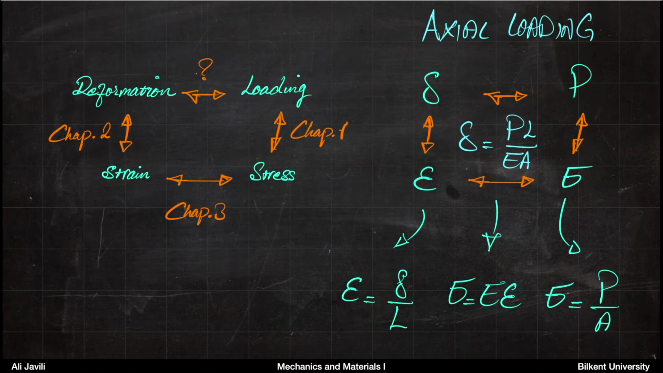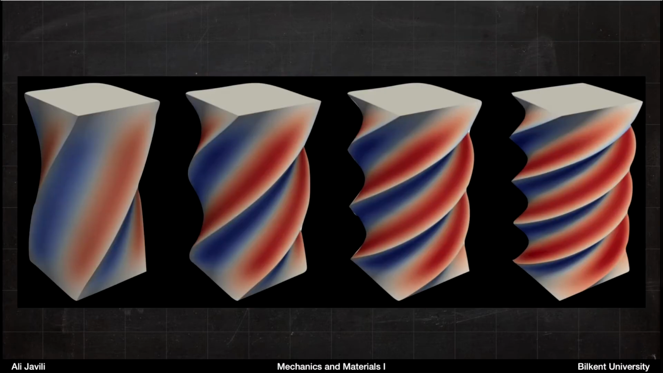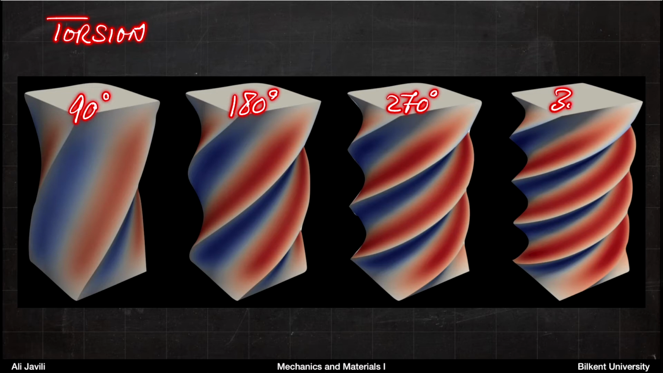But that was for axial loading. Now what we want to do is to look into a different problem, and that's a torsion problem. And essentially in a torsion problem we are looking at a picture like this. The picture shows a rectangular block under torsion, and then under 90 degree, 180 degree, 270 degree, and 360 degree rotation or torsion.